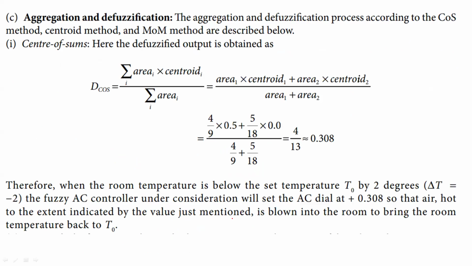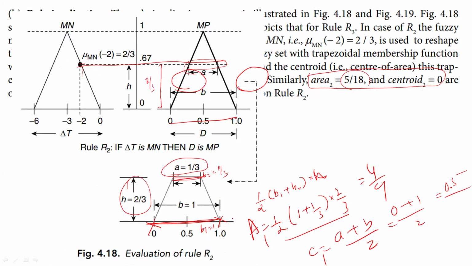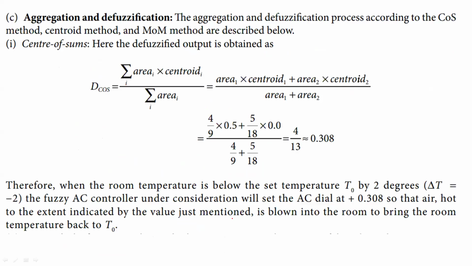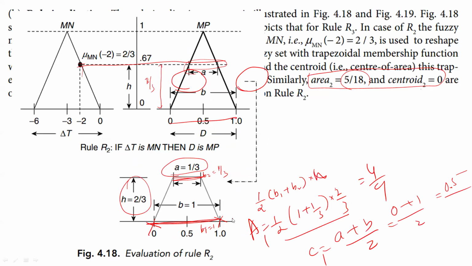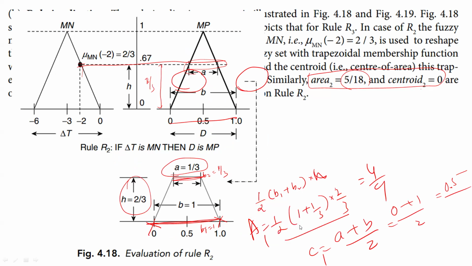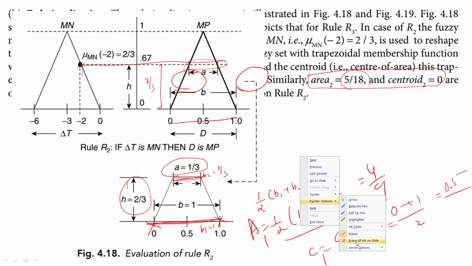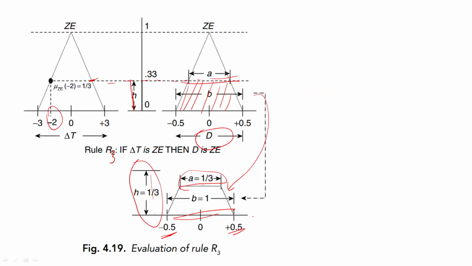So finally, when the rule implication has been done, and we had the result of two trapezoids like this, we have to finally aggregate it together. So aggregating it together, when you look at the diagram, it should look something like this. The figure is not given, but you can aggregate it together. Okay, so from 0 to 1, and after aggregation, it will look something like this.